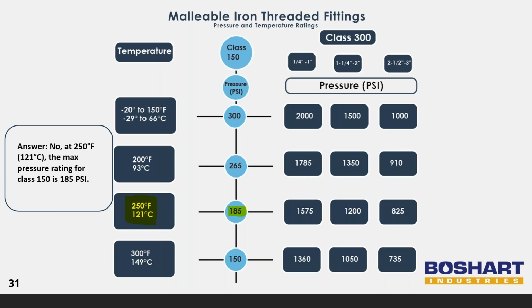The correct answer is no. At 250 degrees Fahrenheit, 121 degrees Celsius, the max pressure rating for class 150 is 185 psi.